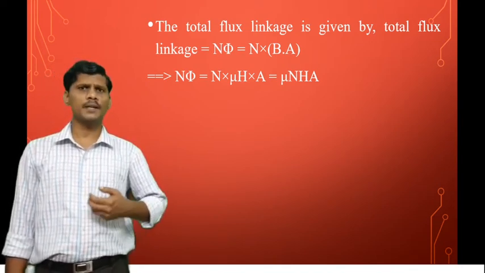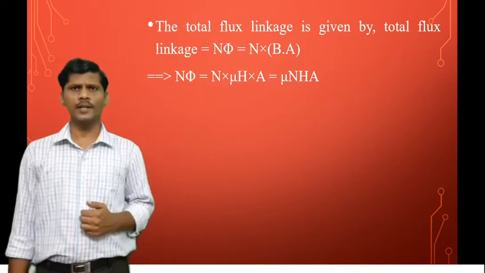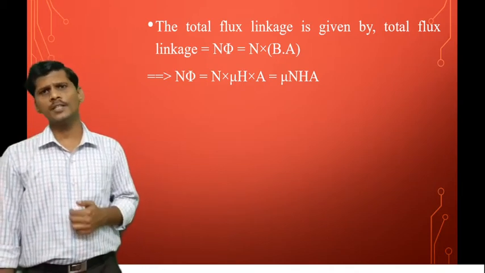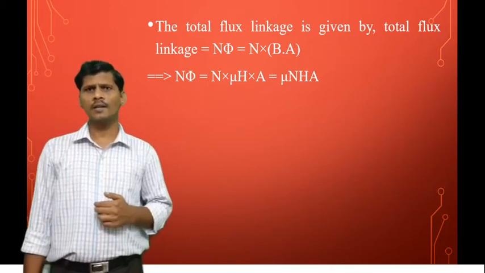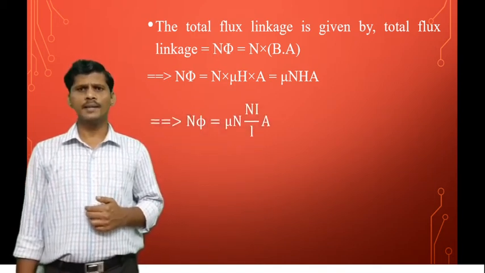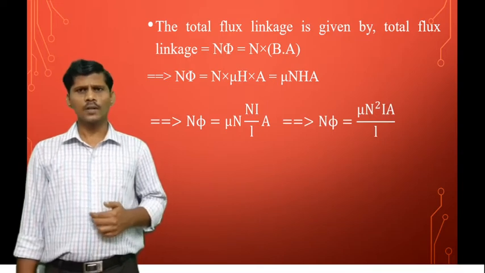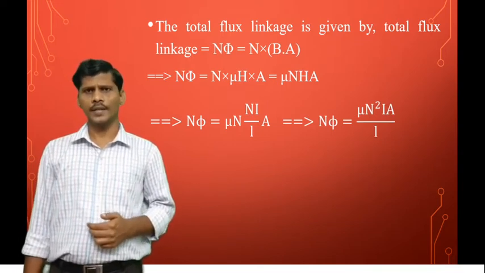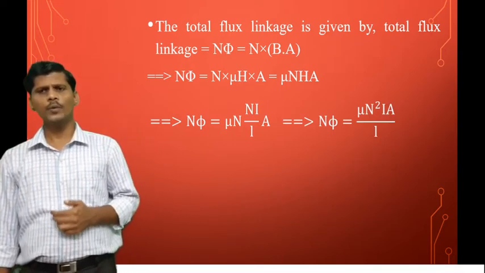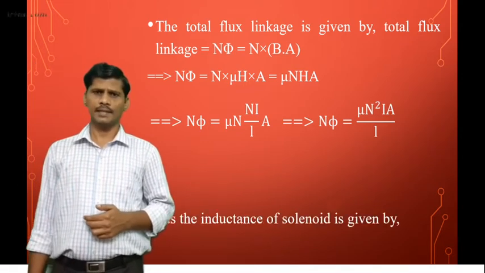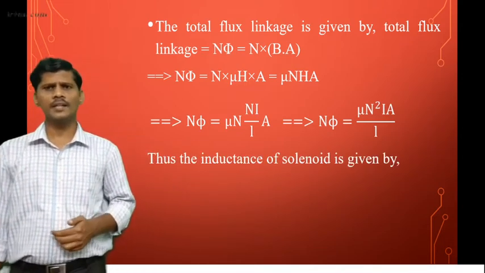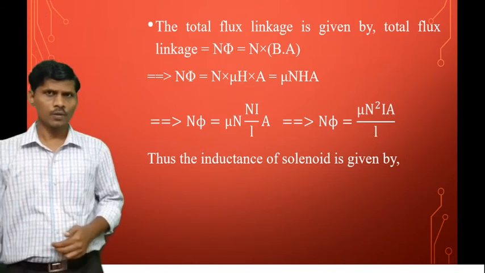What is H? The magnetic field intensity. In a solenoid, the magnetic field intensity inside is H equal to N I by l. Substituting here, the total flux linkage of the solenoid, N phi, is equal to mu N squared I A by l.